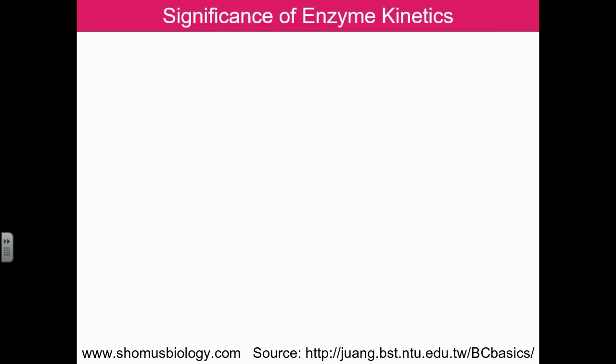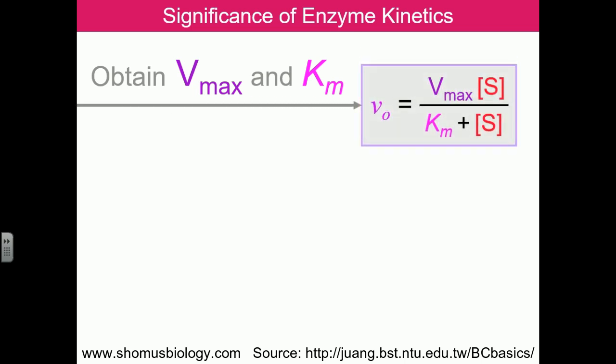Let's look at the significance of this enzyme kinetics. The primary significance of this Michaelis-Menten formula, if we write it down, is V0 equals Vmax into substrate concentration divided by Km plus S. Now this Vmax and Km of the enzyme were obtained by this Michaelis-Menten equation, and this Km and Vmax are graphical, it's not something only theoretical.